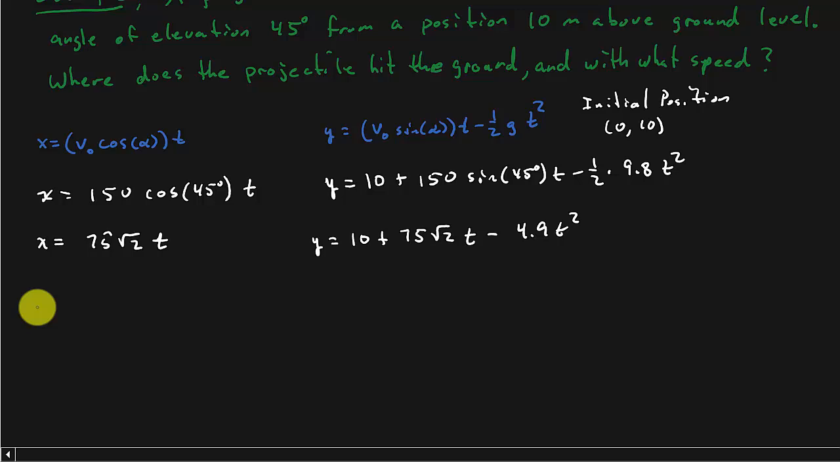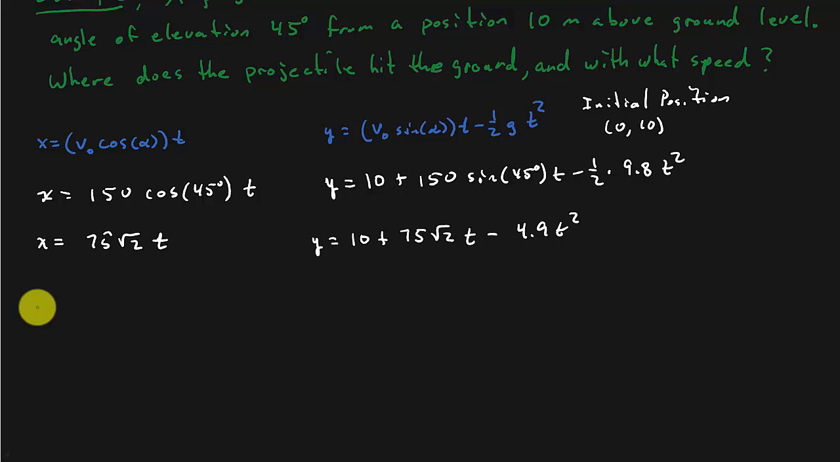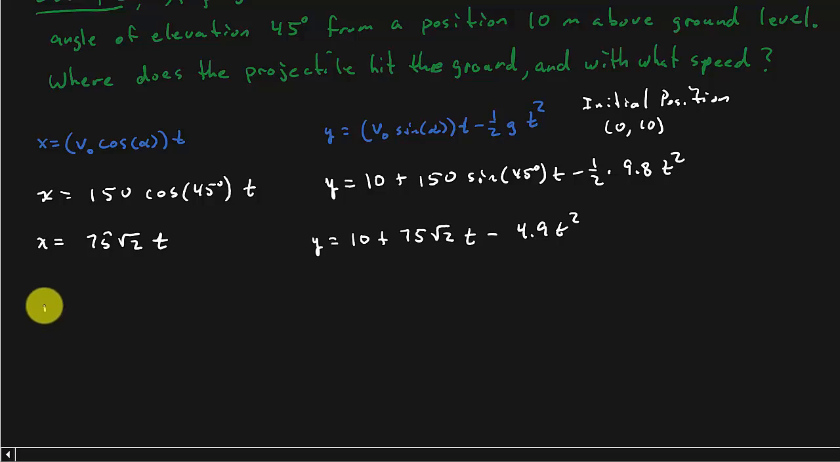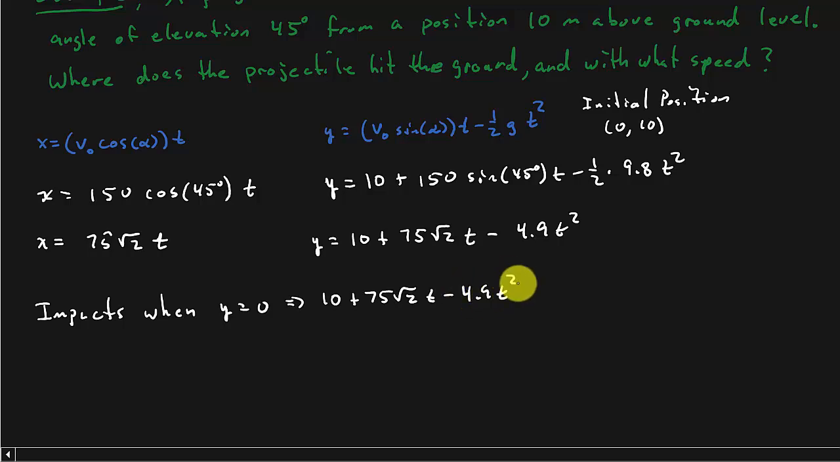Now, when does this thing hit the ground? Isn't that what we need to find? We need to know at what time this hits the ground. It impacts when y is equal to 0, which means 10 plus 75 square root of 2 t minus 4.9 t squared equals 0. And so this would tell us t is equal to 21.74. So you'll get two answers. One will be a good answer, one won't.